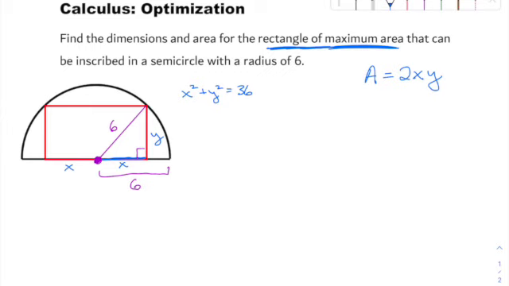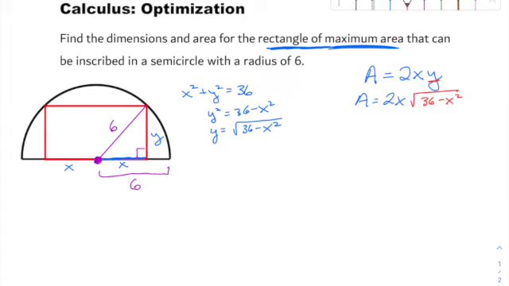And now you can use that relationship to solve for x or y and substitute into your area function. So I'm going to solve for y, so y squared would be 36 minus x squared, and y would be plus or minus the square root, of course, but it's a distance, so it can't be negative, so it's just going to be the square root of 36 minus x squared. And I'm going to take that and substitute that into my area function over here. So the area will always be 2x times root 36 minus x squared.